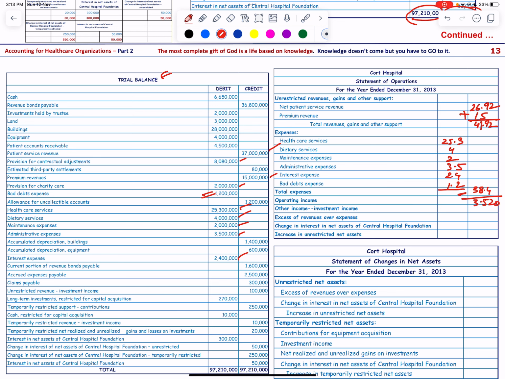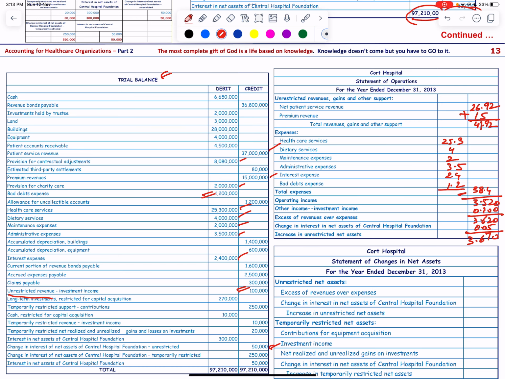So the operating income will be the total revenue minus these expenses, so that will be 3,520,000. To this we are going to add the other income, and you can see other income is 100,000, so that is 0.10, and the excess will now be 3,620,000. To this, we are going to add the change in interest in net assets of Central Hospital Foundation, that was 50,000. So that will be 0.05.